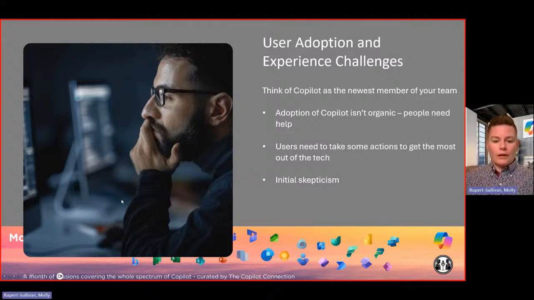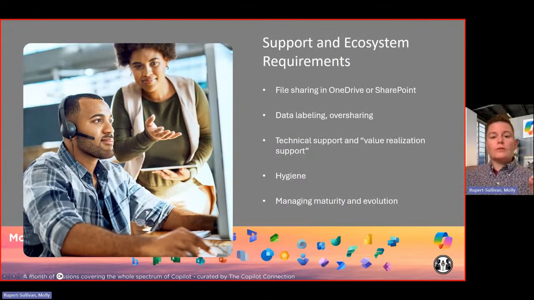Right. The third blocker area that we're going to look at is around support and ecosystem requirements. There are some considerations for readiness from a risk mitigation standpoint that we already talked about a bit in the governance section. But then there's some readiness activities around your current Microsoft ecosystem as well. What people currently use or don't use could have a big impact on the value you can expect from Copilot.